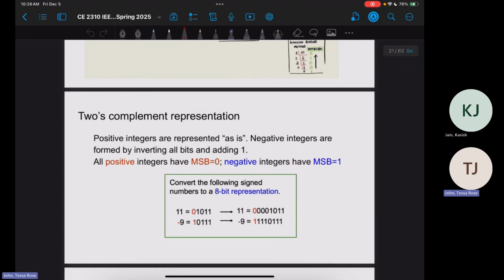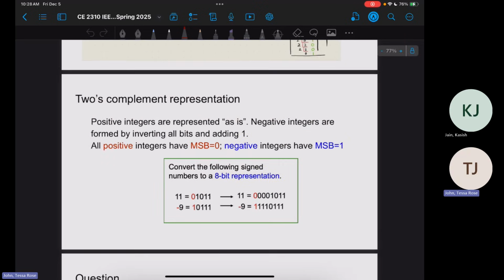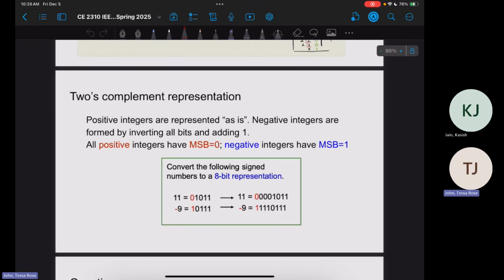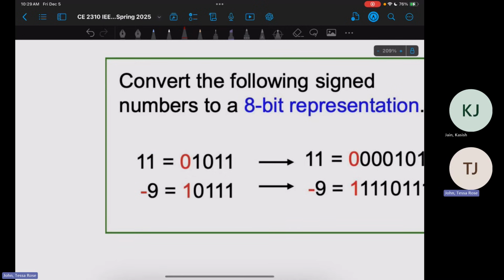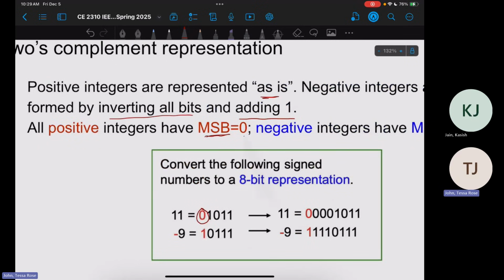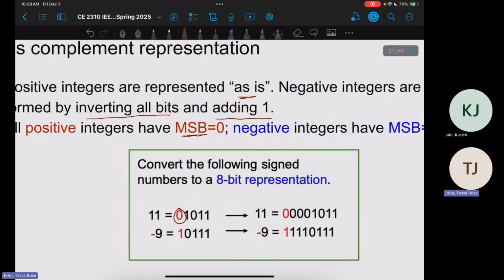Two's complement. Okay, so we're gonna go over two's complement. This is basically a way that we represent negative numbers. Positive integers are represented as is. Negative integers are formed by inverting all the bits and adding 1. That's the reason why it's called two's complement. First, we invert all the bits, which is the ones complement, and then we add 1, which makes it two's complement. There's something called an MSB, the most significant bit. It's the number on the very left side of a binary code. If it's a positive number, the MSB will be 0. If it's negative, the MSB will be 1.